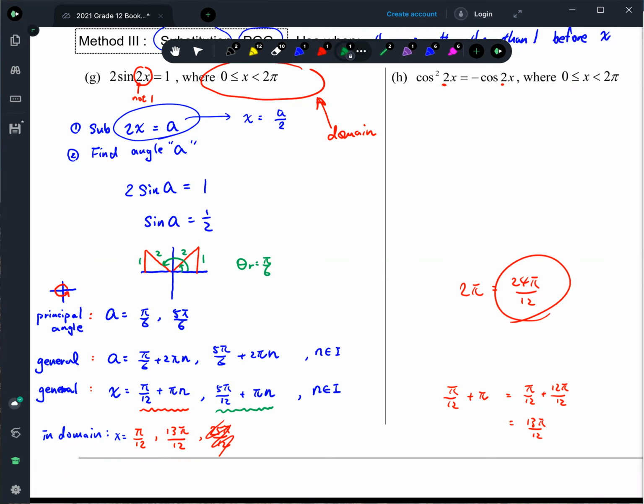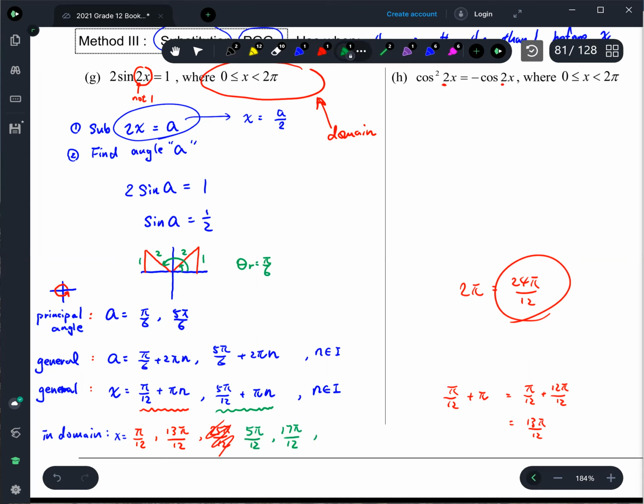Okay. So you move on to the green part now. For the green, when n equal to 0, you have 5 pi over 12. This one is still under 24 pi over 12. You add another pi, so that will give you 17 pi over 12. It's still under, okay? Now if I add another one, you get 29 pi over 12, but then that will be too big, so you cross it out. Okay, so at the end, your final answer for this question is these four.